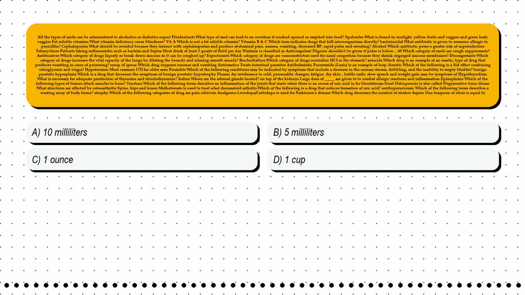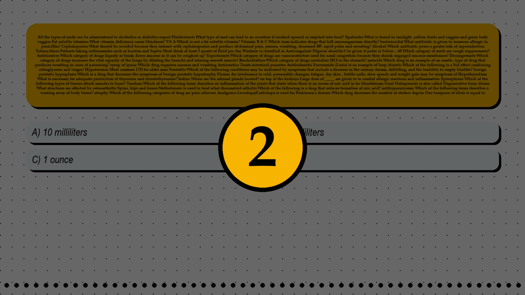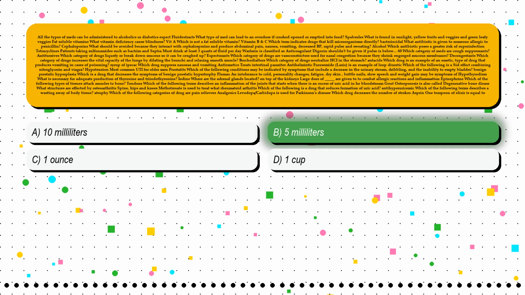Which drug decreases the number of strokes? Aspirin. One teaspoon of elixir is equal to: Option A, 10 milliliters. Option B, 5 milliliters. Option C, 1 ounce. Option D, 1 cup. The correct answer is option B, 5 milliliters.